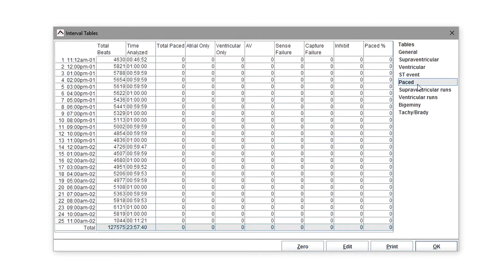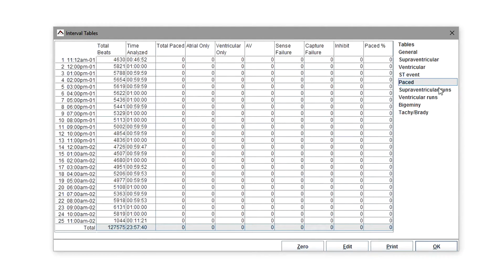Paced. This is an interval table that lists the time of day at the start of the interval, the total number of beats identified and counted in the interval. This excludes periods of artifact, the amount of time analyzed. This also excludes artifact, the total number of beats counted as paced, the number that were atrial paced only, the number that were ventricular paced only, the number that were paced in both chambers, the number of sense failures, the number of capture failures, the number of occurrences of inappropriate inhibition, and the percentage of paced beats.